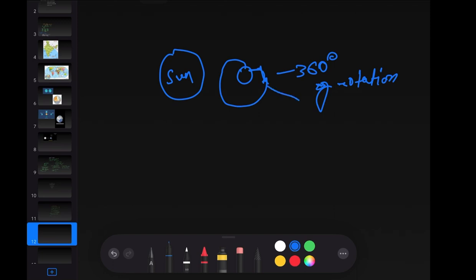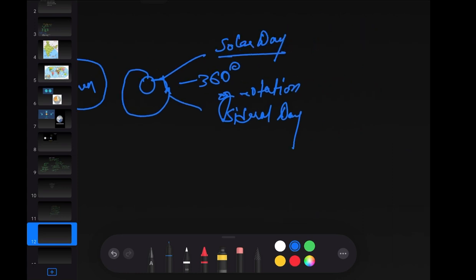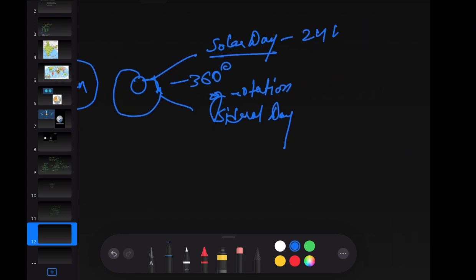Completing 360 degrees of rotation is known as a sidereal day. While to come to the same position as before, the earth rotates a little bit more. This is called a solar day. A solar day is 24 hours, while a sidereal day is 23 hours and 56 minutes.